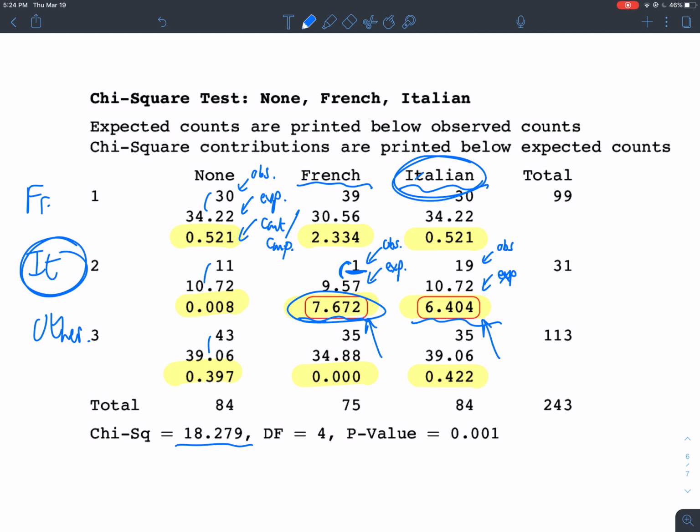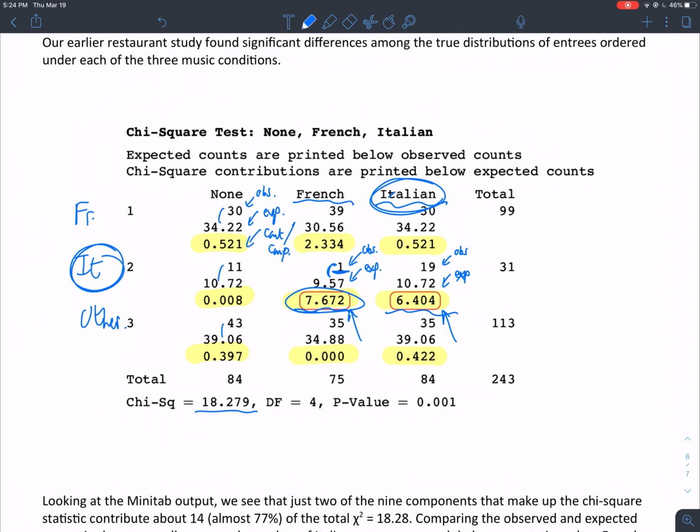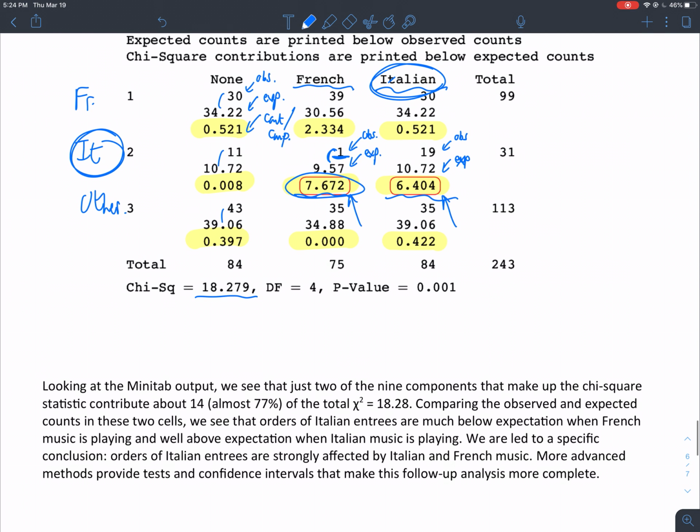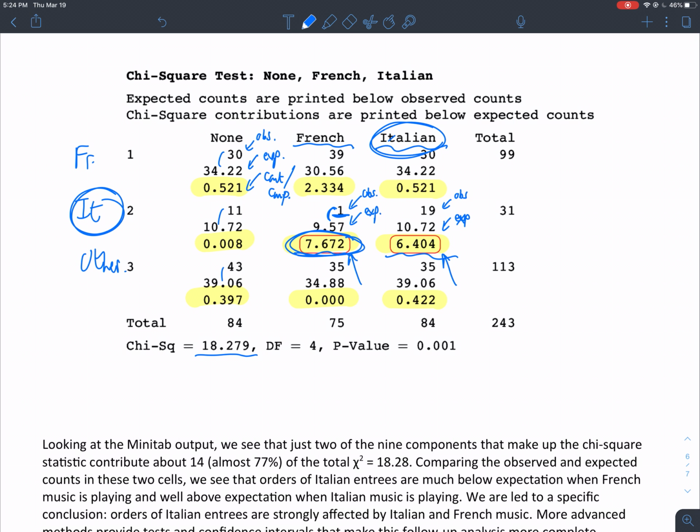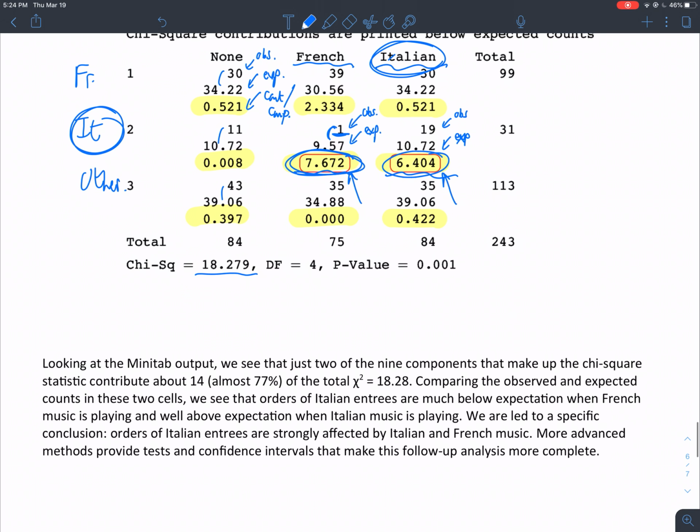Okay, so that's the follow-up analysis you would do. You would write something about that. Okay, and so that's all they're talking about. It's not a big deal. You identify the biggest numbers, and you talk about interpreting what does that mean. So when French music was playing, there were a lot less Italian entree orders than what we expected. Okay, this number is less than what we expected. And when Italian music was playing, there were a lot more Italian orders than what I expected. Okay, and that's it.